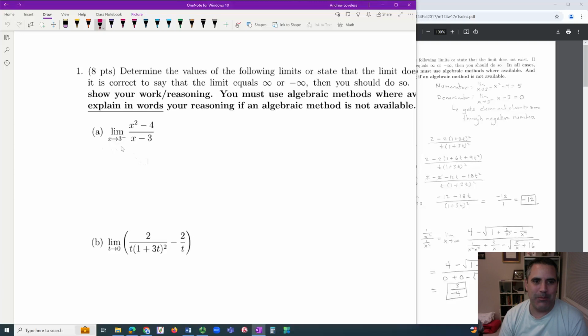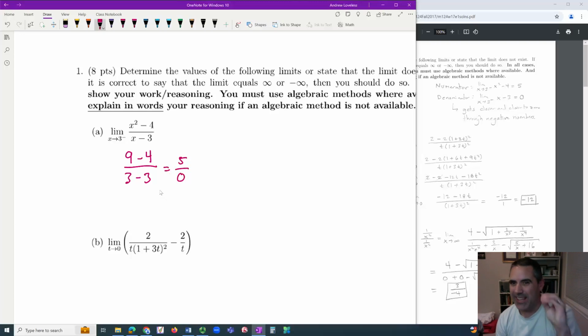Okay, a finite limit. Step 1 is I would plug it in. What happens when I plug it in? I'm going to get 9 minus 4 over 3 minus 3. I'm going to get 5 over 0. This is that case where the bottom is approaching 0 and the top is not. The moment you see that, you should be thinking infinity, minus infinity, or DNE. So it really simplifies our thinking here.